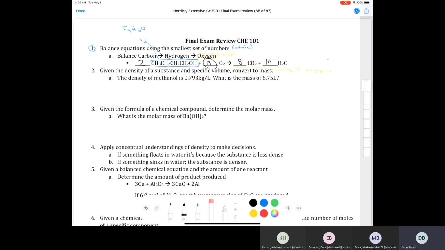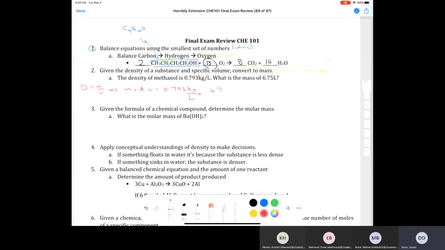So let's take a look at the next question, which deals with density. You have to have the formula for density memorized in the old noggin. So density is equal to mass over volume. It says here the density of methanol is 0.793 kilograms per liter. What is the mass of 6.75 liters of methanol? And so we have to be able to rearrange this formula and say that mass is equal to density times volume.